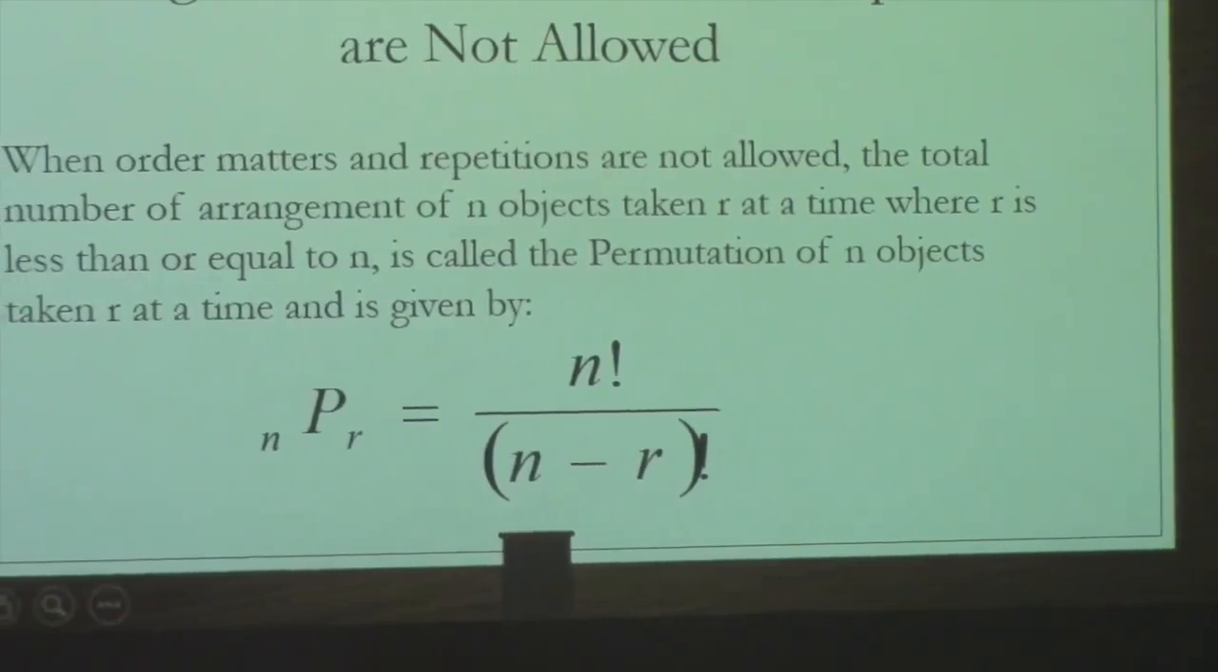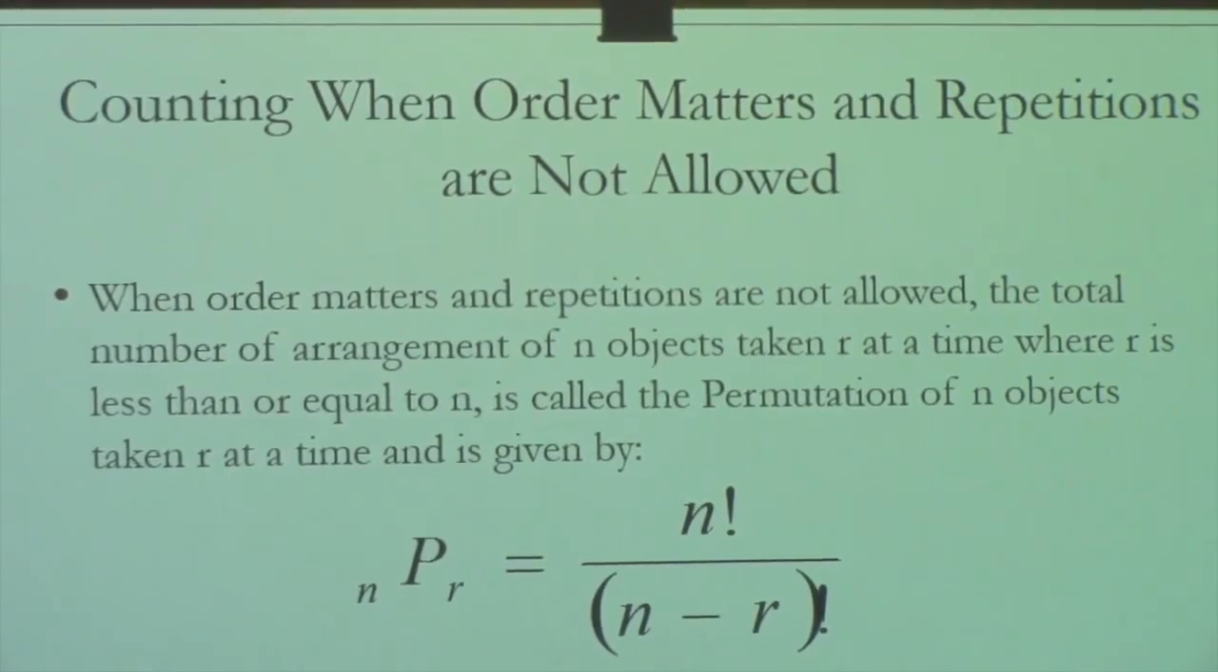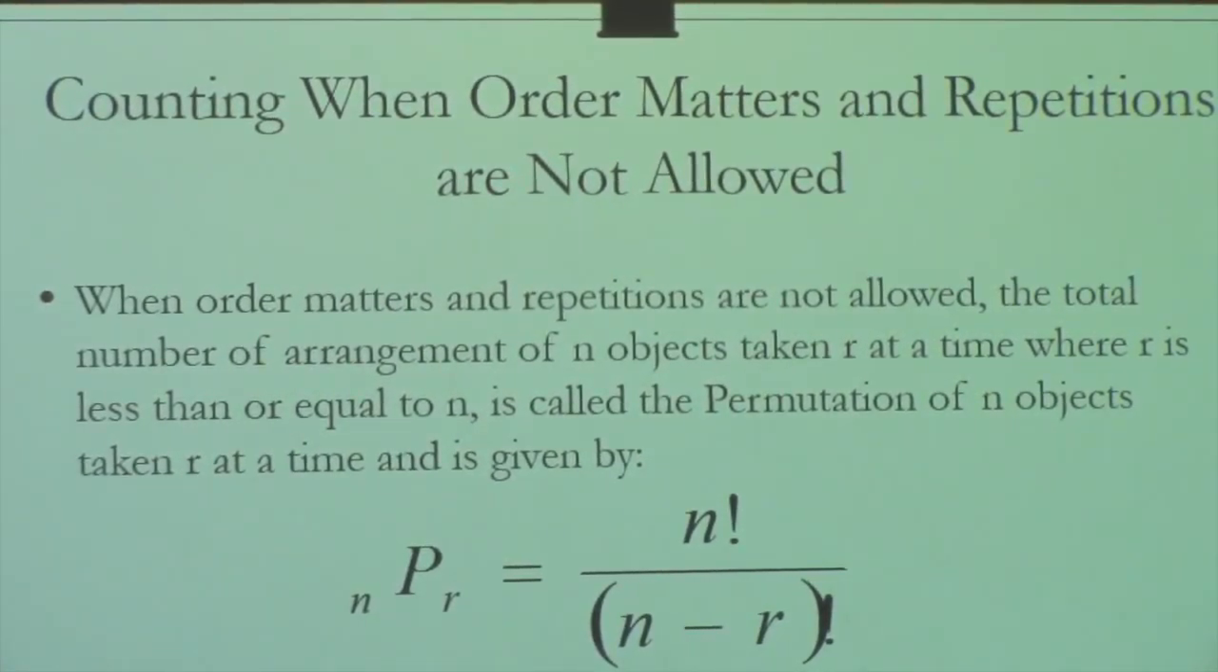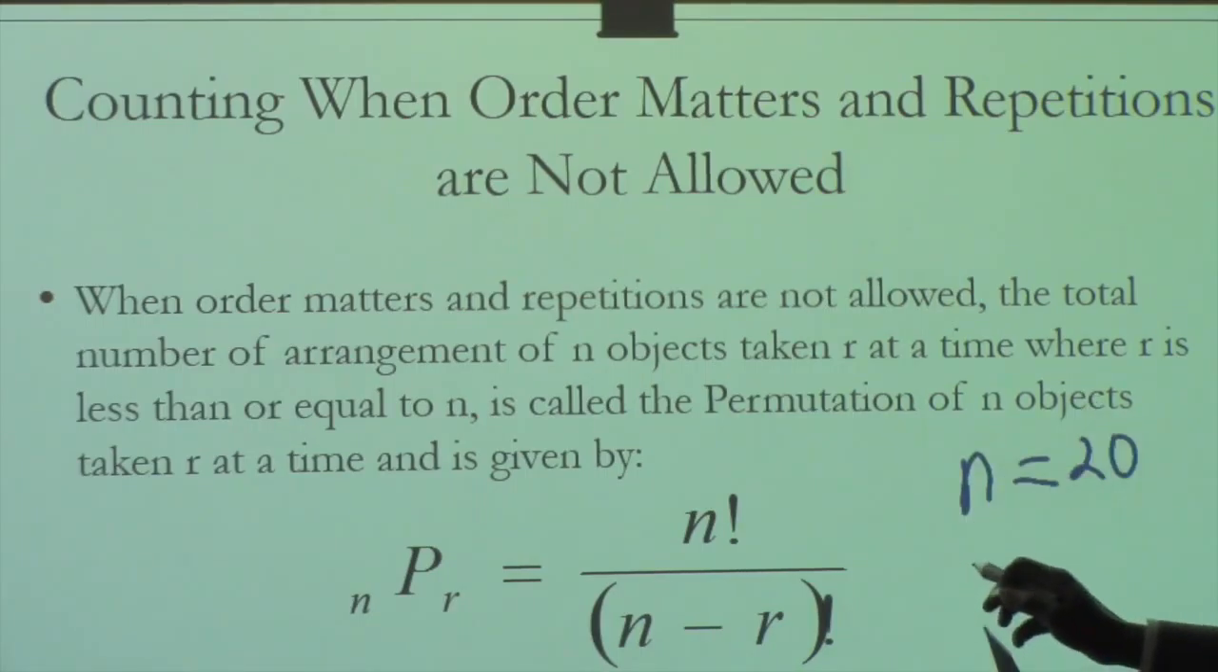So now when we talk about the arrangements of objects, we want to consider whether repetitions are allowed or repetitions are not allowed. When repetitions are not allowed, and the order makes a difference, the order is important, say 1, 2 is different from 2, 1, then we say we have a permutation. So if I ask you how many different ways can we choose the president and the vice president from a group of 20? So that means the number of objects n is 20, for example, and I'm electing 2 positions.